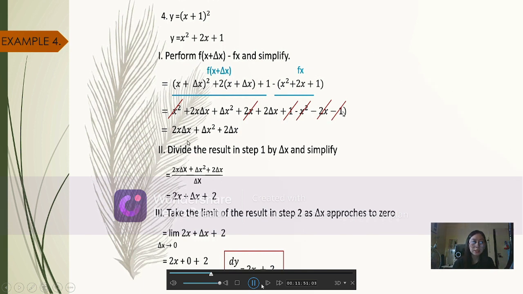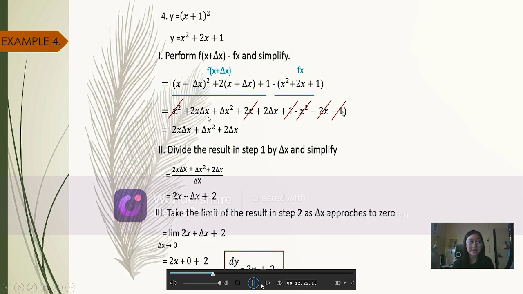Then, equals natin siya sa 2x delta x plus delta x squared plus 2 delta x. And, bago yun, mag-cancel pa tayo ng x squared, ng 2x, and then ng 1. Kung ano yung mga same numbers or combining like terms. So, ang natira natin is ito. Proceed tayo sa step 2. Divide the result in step 1 by delta x and simplify.